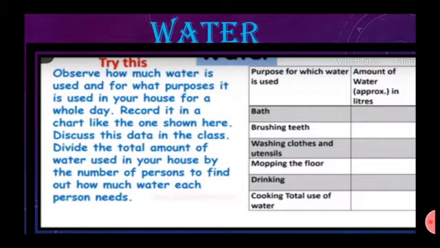Let's try this. Observe how much water is used and for what purpose it is used in your house for a whole day. Record it in a chart like the one shown here. Here alongside, the table is given which shows the purpose for which water is used and the amount of water which is used in liters. Suppose for bathing, 20 liters of water is used in a day. Brushing teeth, washing clothes and utensils, mopping the floor, drinking, cooking. You have to divide the total amount of water used in your house by the number of persons to find out how much water each person needs.